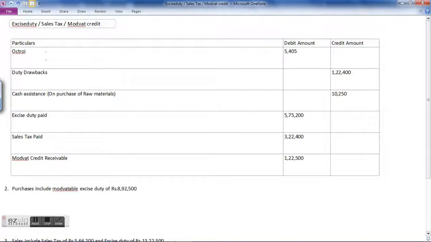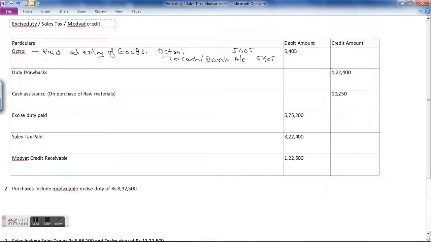Now first is octroi. Octroi is showing a debit amount of 5405. Now octroi is a kind of tax which is paid at the entry of the goods. Okay, so for entering the goods, say from one state to another, octroi duty is paid. So the entry which has been passed here is octroi to cash or bank, 5405. That is why octroi is showing a debit balance of 5405.